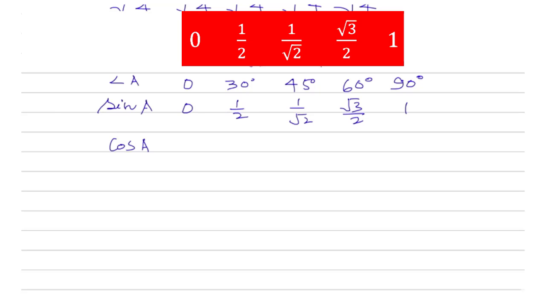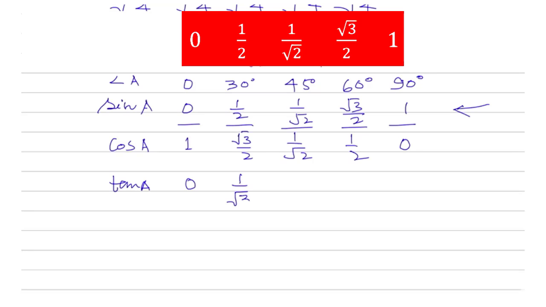And for the values of cos A, we write the reverse of the values of sin A. So we write 1, root 3 by 2, 1 upon root 2, 1 upon 2 and 0. For the values of tan A, we divide sin A by cos A. So we get 0, 1 upon root 3, 1, root 3 and infinity.